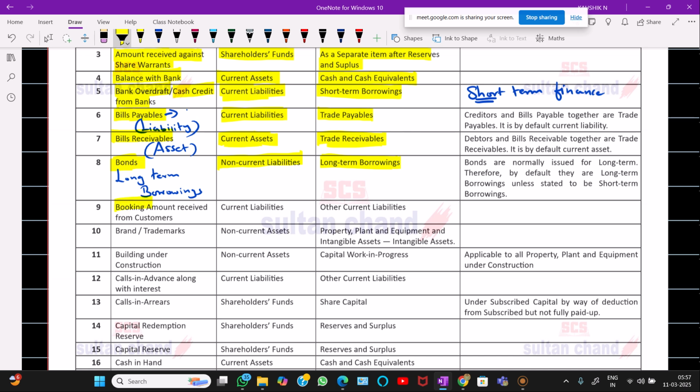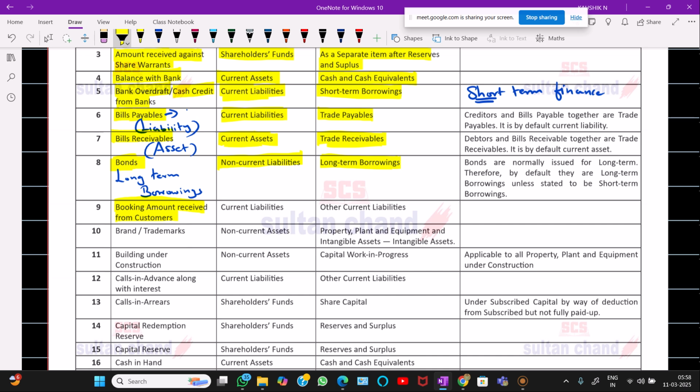Booking amount received from customers. Usually when a company receives some amount from the customer as a booking amount, it becomes an obligation on the company's side that they have to provide the services, right? They have received some booking amount from the customers. So I'll give you a basic, simple example which you can easily understand.